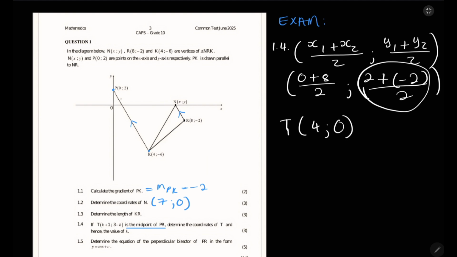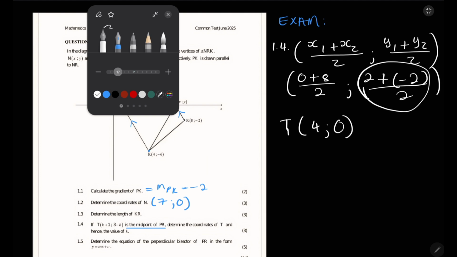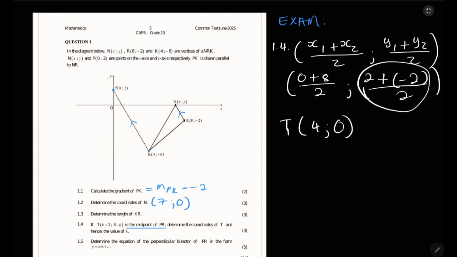It's between P. Let's use a different color. It's between P and R. It's probably there. Okay?